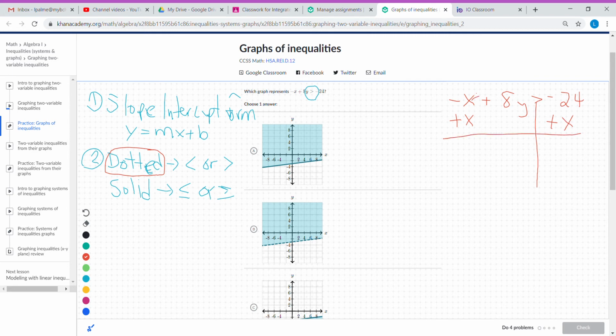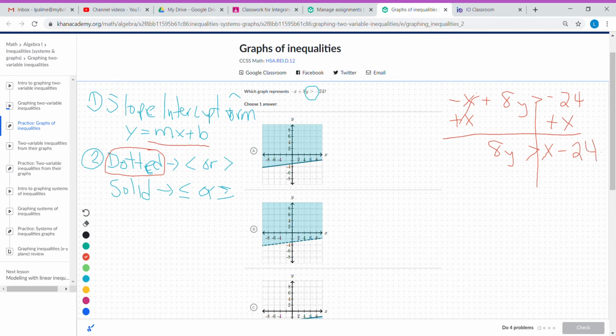Now we cannot bring down our 8y. We cannot add negative 24 and x and say negative 24x because these are unlike terms. And we want to stay consistent with our mx plus b form, so we will put the x first, and it's positive x, minus 24. Our constant is at the end.